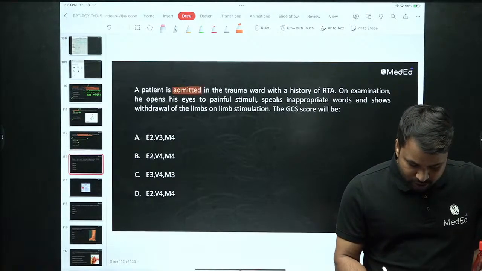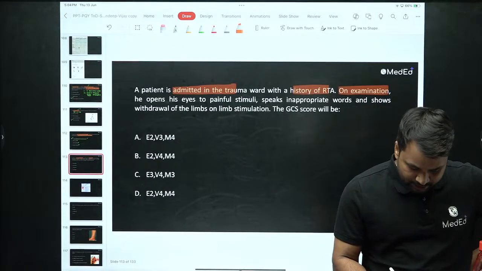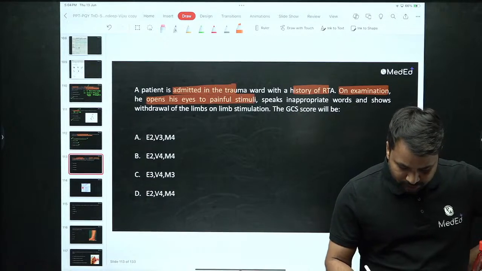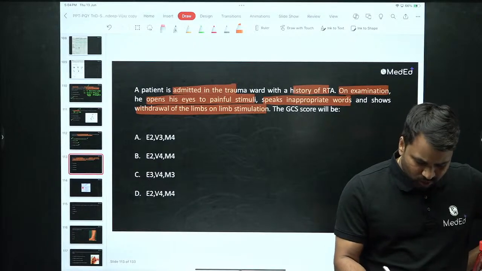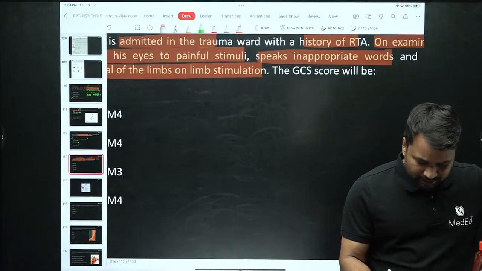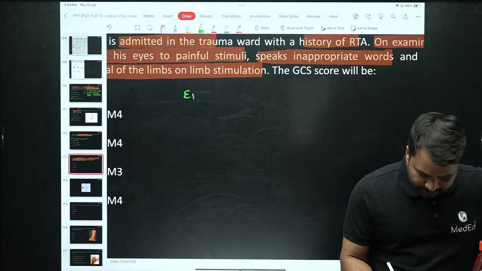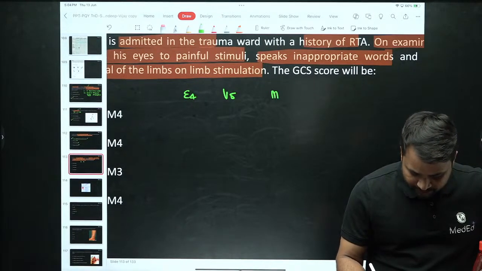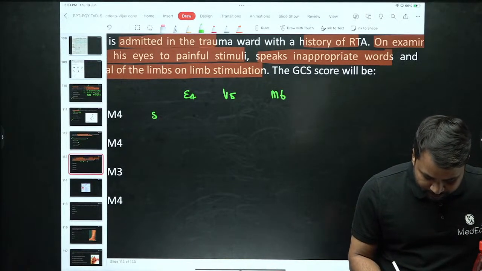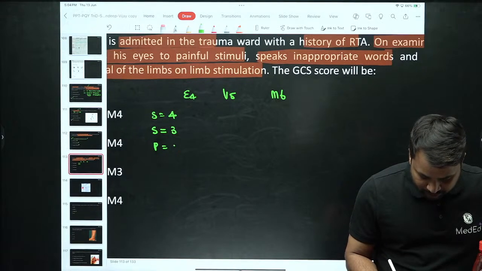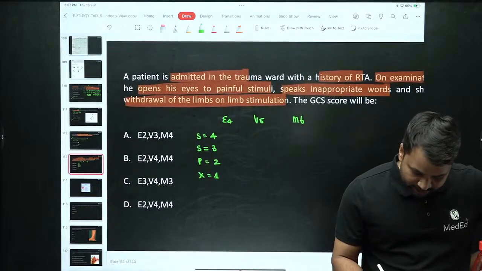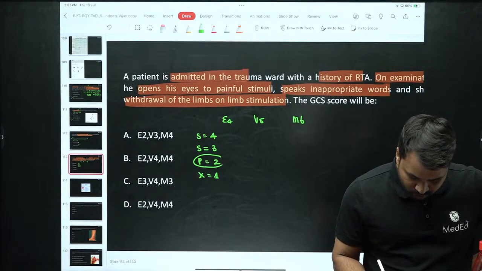Now, let's go to the next question. A patient admitted in trauma, history of RTA. On examination, he opens his eyes to a painful stimulus, speaks inappropriate words, withdraws the limb to limb stimulation. What is his GCS score? ये GCS calculate कर थक गए. ठीक है, so we call it E4, V5, M6. We'll keep it simple. If it is spontaneous eye opening, a score of 4. If it is to speech, it is going to be 3. If it is to pain, a score of 2. If there is no response, a score of 1. So here it is a painful stimulus. तो यहाँ पे E का score 2 हो गया.